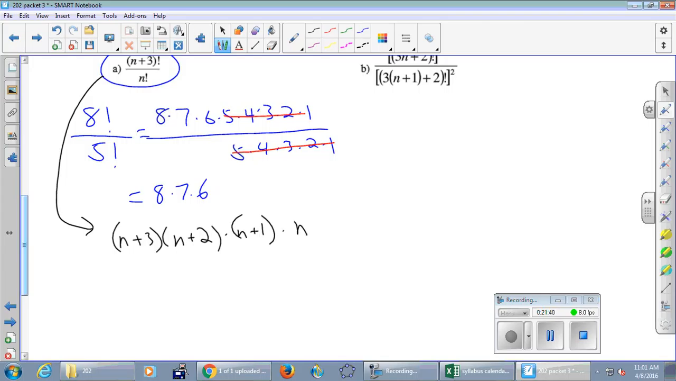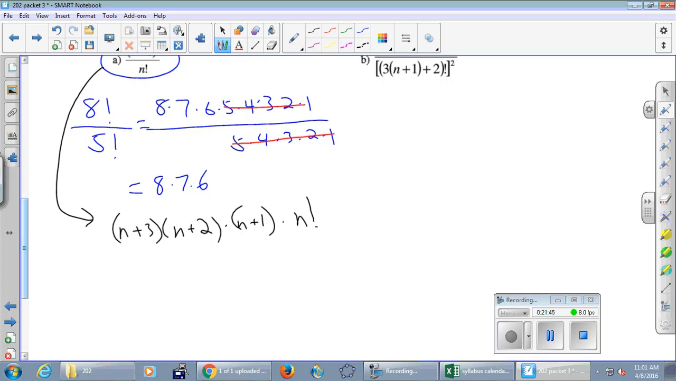n plus 0. But I'm going to stop writing there because we have caught up to the smaller thing. And the smaller thing, I'm just going to write as it was, n factorial. So you list all the guys of the big one until you catch the small one. And then what cancels? The n factorials. And so our answer here is just n plus 3 times n plus 2 times n plus 1, which reminds us of the 8, 7, 6. It's just the more general way to do that.